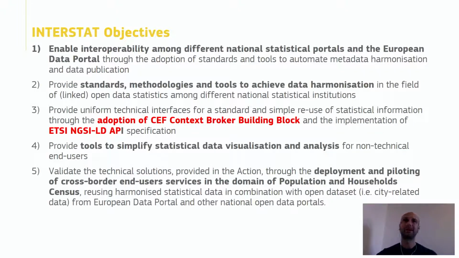Next, please. So basically, to give more information about the specific objectives of the project, the first one is to enable interoperability among the different national statistical portals and the European data portal. This is very important because we want to reach complete interoperability between the information coming from the national statistical portals and the traditional provisioning of open data through the European data portal, using existing standards and tools that can allow the automation of metadata harmonization and data publication.